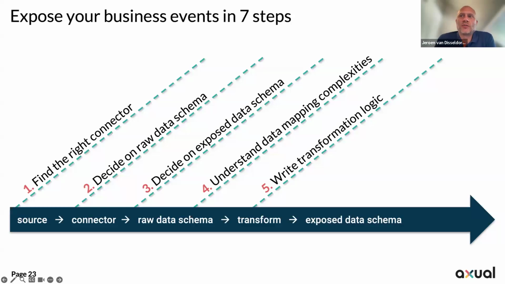So you have to write your transformation logic, which can be done in many different ways. Basically, you get data from a Kafka topic and you transform it and output it to another Kafka topic, and that would do the translation from the source system schema into your exposed data schema.